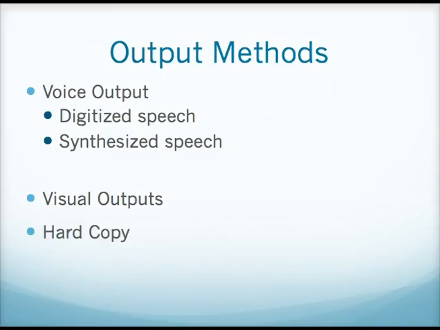AAC devices have different outputs. So your output is either going to be voice, visual, or hard copy, or a combination of those items. So with voice output, devices either have digitized or synthesized speech. Digitized speech is more like a tape recording where a pre-recorded human voice is used. And typically that can be customized to a voice that would be similar to the student. So if you have a young female student, you can typically select a voice that would be the voice of a young female student to be similar to what that student's speech would sound like.